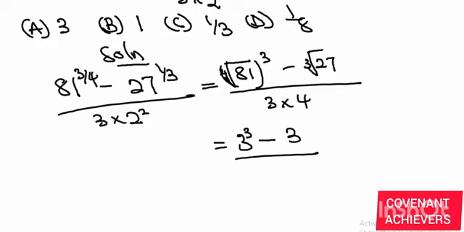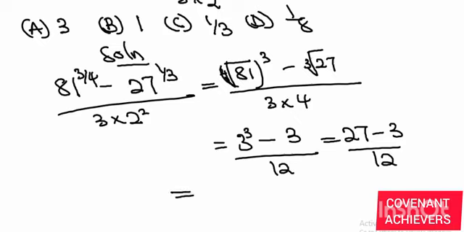which is 12. So from here, this is going to be 27 minus 3 divided by 12. And this is going to be 24. 3 times 3 times 3 is 27 minus 3, that's 24 divided by 12. 12 goes there 1, 12 goes there and 2. So the answer here is going to be 2. 2 is the correct answer.